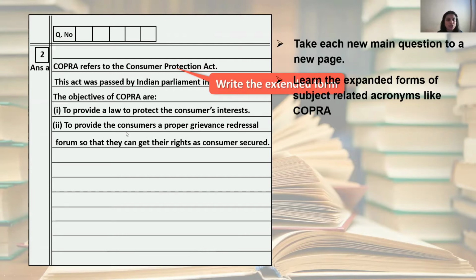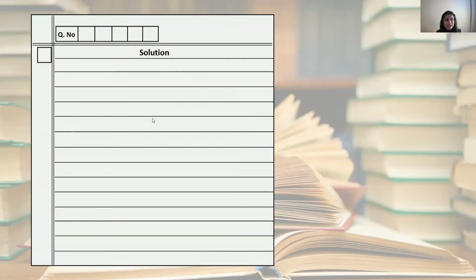The objectives of COPRA are, like you can see over here, before just writing down the points, write the statement first that you pick from your question itself. So the objectives of COPRA are, and then write any two objectives. Write them in point-wise format, it makes it look more neat and more clear.